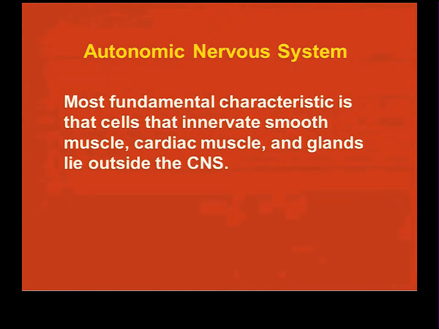You know that by definition, the autonomic nervous system is the general visceral motor system, the part of the nervous system that innervates smooth muscle, cardiac muscle, and glands. Its great distinguishing characteristic from the somatic motor system is that the actual cell body whose axon goes out and acts on a smooth muscle, a cardiac muscle, or a gland does not lie in the central nervous system. That makes it very different from the somatic motor system.